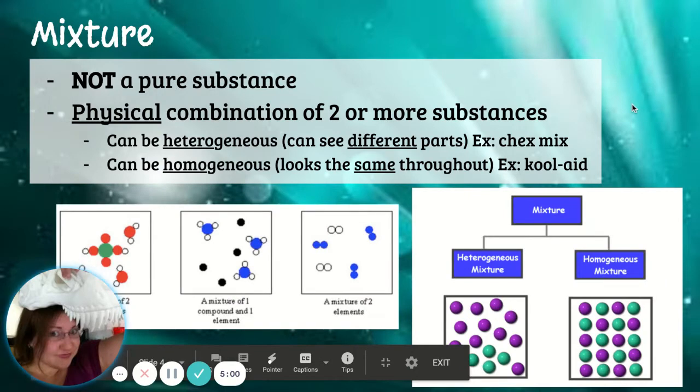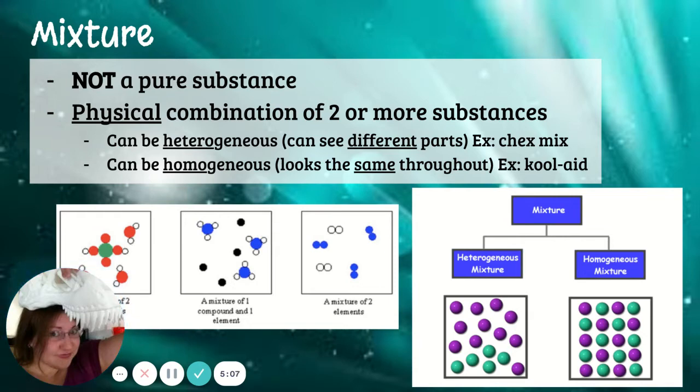Mixtures are not pure substances. So when you have a mixture, you basically take a bunch of things and you throw it in a bowl and you mix it up. So that's a mixture. Each of those items in the bowl, in that mixture, will retain its individual properties. So mixtures are just going to be physical combinations, substances that are in the same proximity, they're in the same area. And there are two different classifications of mixtures, heterogeneous and homogeneous.